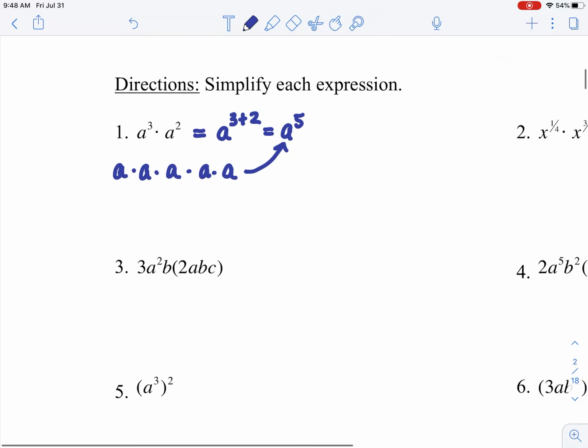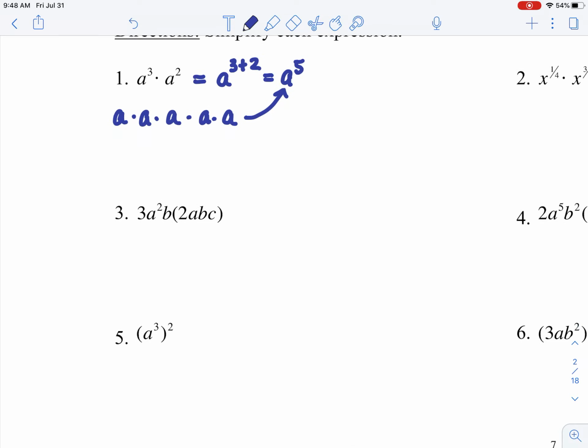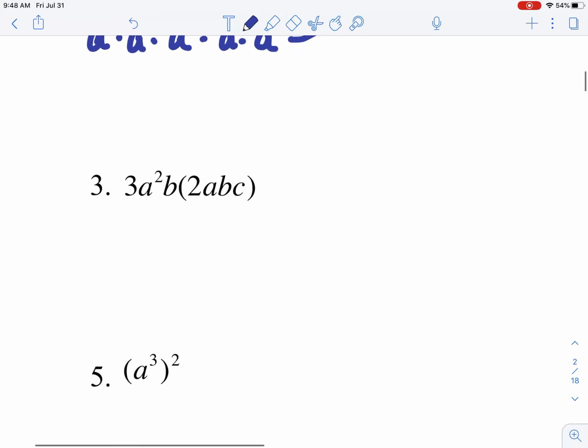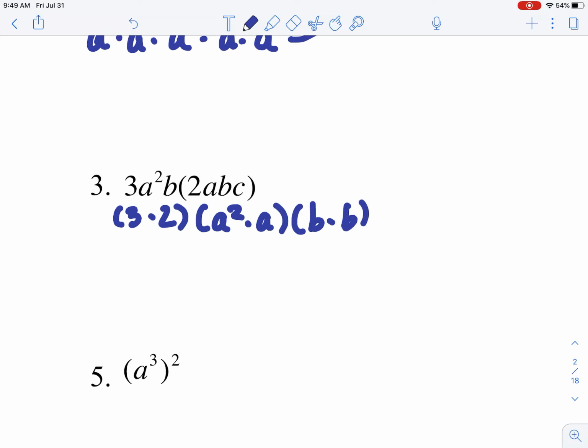Now, if I'm dealing with more than one thing that's being multiplied, not that you have to do this, but you can in your mind think of this as 3 times 2, and then a squared times a, and then b times b, and then c by itself. So therefore, as I multiply, obviously 3 times 2 is 6.